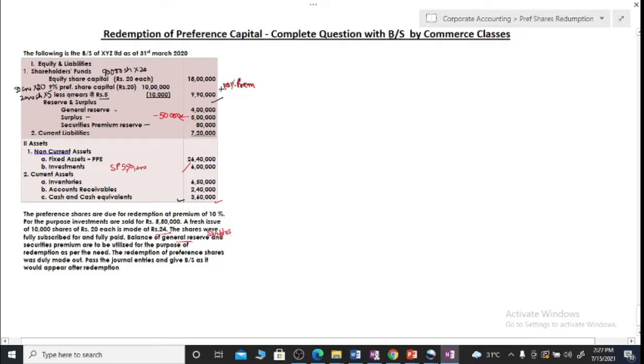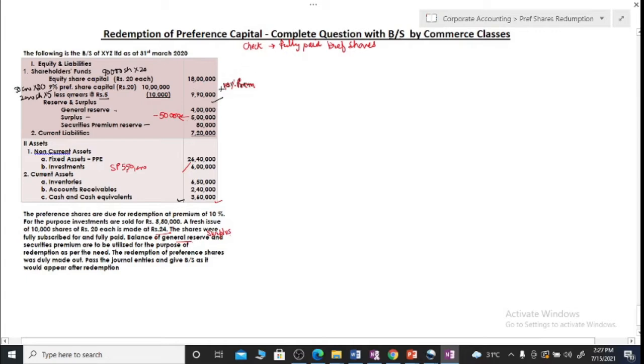Now for solving questions relating to redemption of preference shares, what we are to do is, first of all we are to check the condition of fully paid preference shares, because preference shares can be redeemed only when they are fully paid, else we cannot redeem them, right? Now when we look at this question, we have only one category of preference shares on which certain shares are partly paid, because there are arrears.